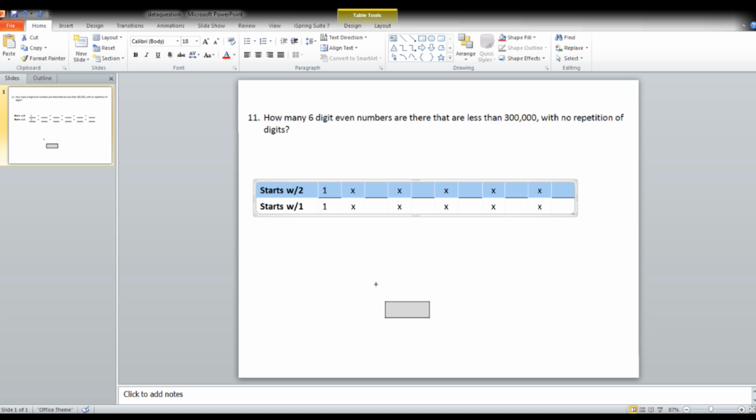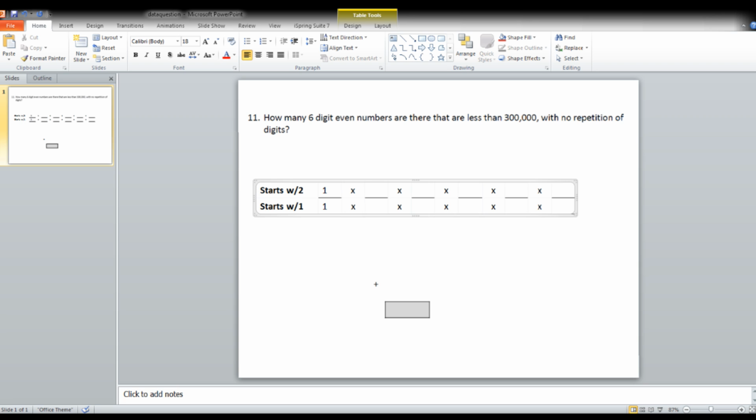Now remember, if it's going to end in an even number, that means that last digit has to be 0, 2, 4, 6, or 8, which means we have 5 options. Same with here: 0, 2, 4, 6, or 8. That's what an even number is. 100,002, 100,004, 100,006, 100,008. I think you get the idea. Notice how they all end in an even number. So again, there are 5 even digits.